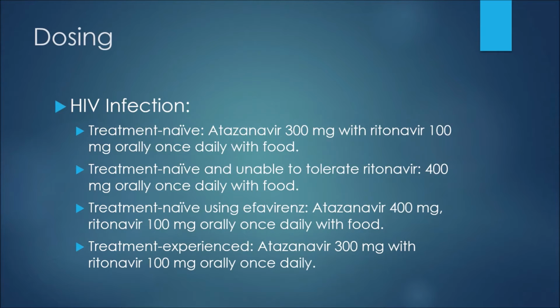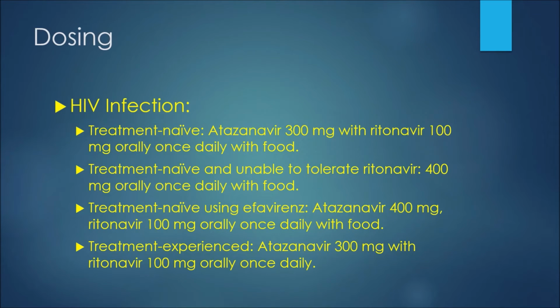Now for examples of dosing with Atazanavir. So in the treatment of an HIV infection, in a treatment-naive patient, we may see Atazanavir 300 mg with ritonavir 100 mg orally once daily with food. In a treatment-naive patient that is unable to tolerate ritonavir, we may see 400 mg once daily with food.